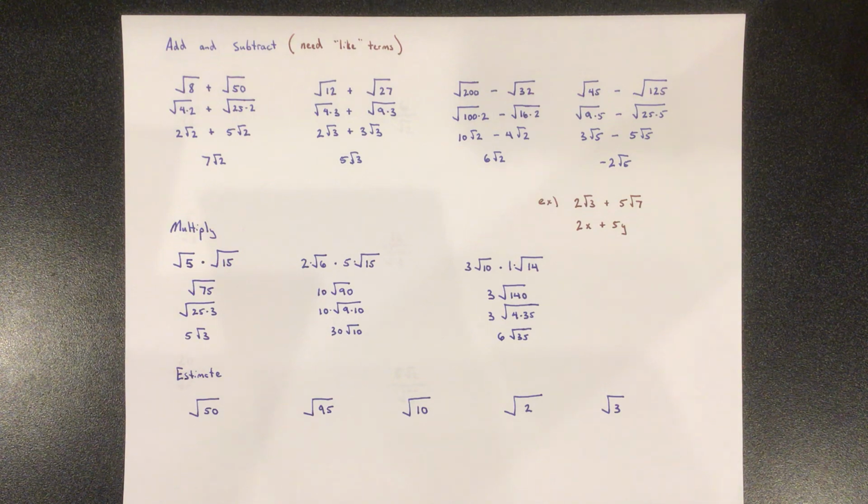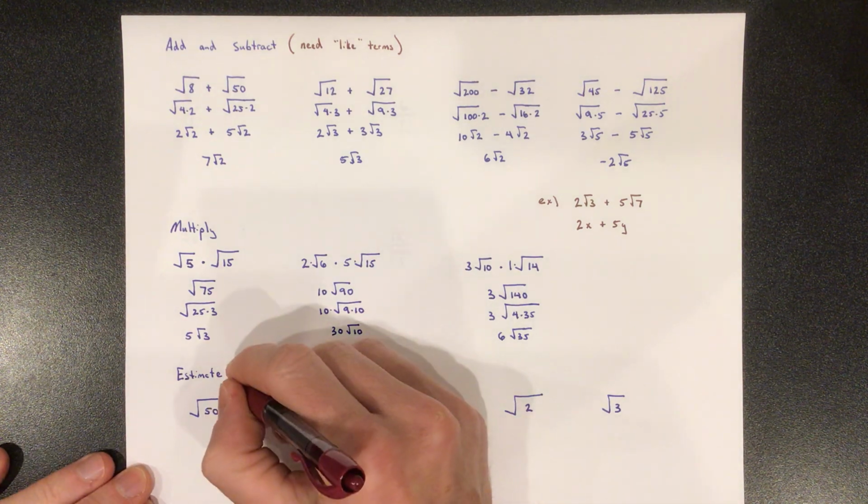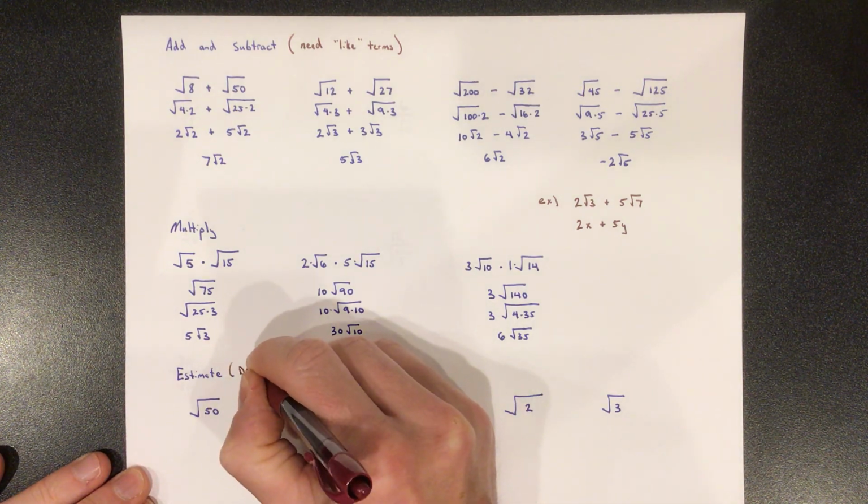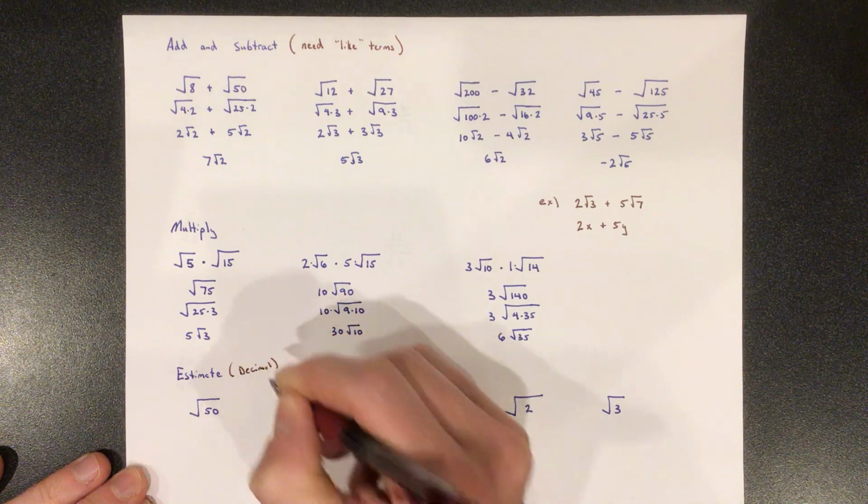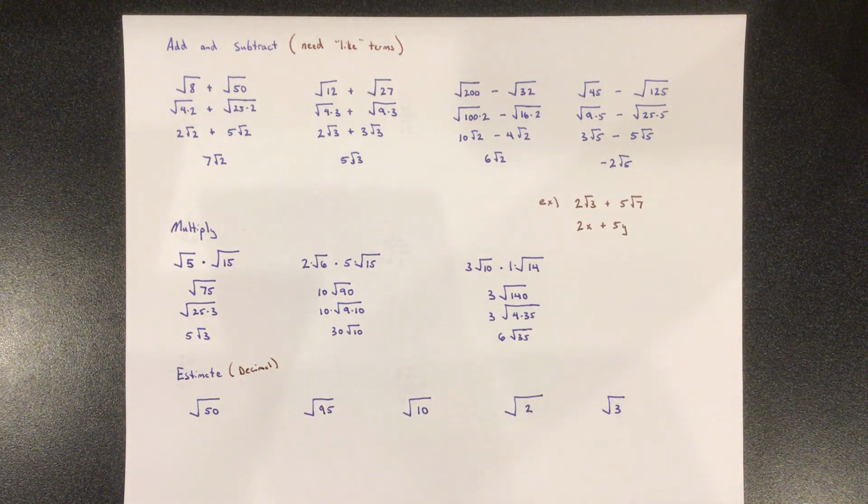Okay, let's come down here. Now we're going to estimate. You're like, oh, square root of 50. Estimate. Oh, really what we mean by estimate, we're going to turn it into a decimal. Now we could just plug it into our calculator, but we should have an idea.